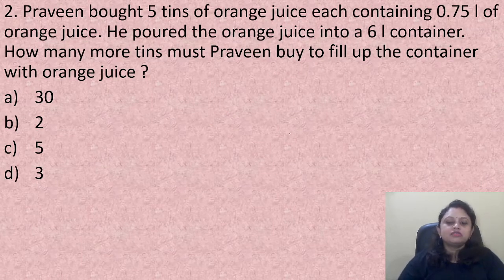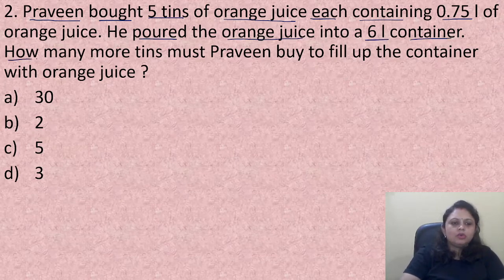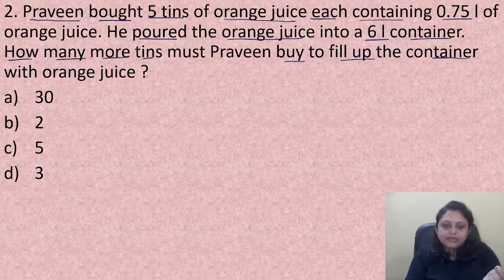Praveen bought 5 tins of orange juice each containing 0.75 liter of orange juice. He poured the orange juice into a 6 liter container. How many more tins must Praveen buy to fill up the container with orange juice? Option A 30, B 2, C 5, D 3. So in the question it is given that Praveen bought 5 tins of orange juice, each containing 0.75 liter. Okay. He poured the orange juice into a 6 liter container. So, how many more tins must Praveen buy to fill up the container? So, yes, the container is containing 6 liter. Okay. But each tin is containing 0.75 liter, right?